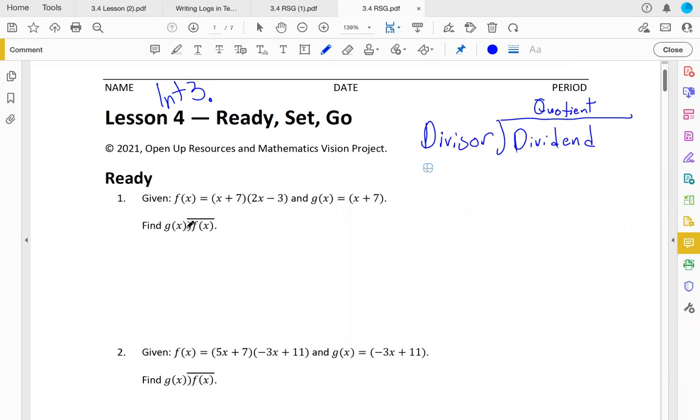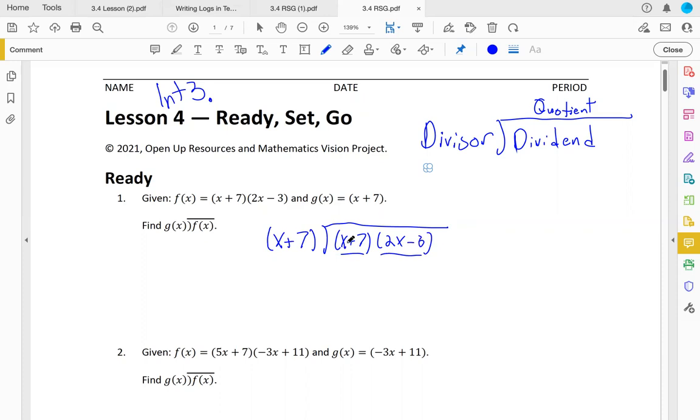The setup that you might see as we push into problem 1 is going to say that you have a divisor, g of x, which is really just x plus 7. And you have this division roof. You have a dividend of f of x, which is factored out, x plus 7, 2x minus 3. And we're thinking out what quotient, when multiplied with this divisor of x plus 7, matches this x plus 7 multiplying with 2x minus 3.